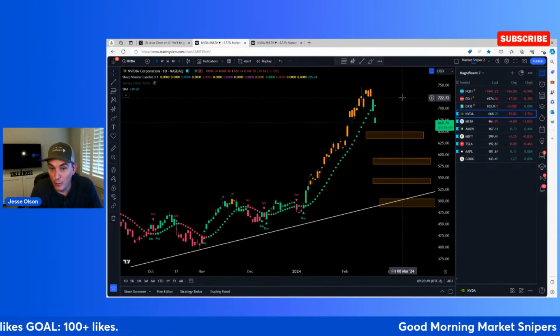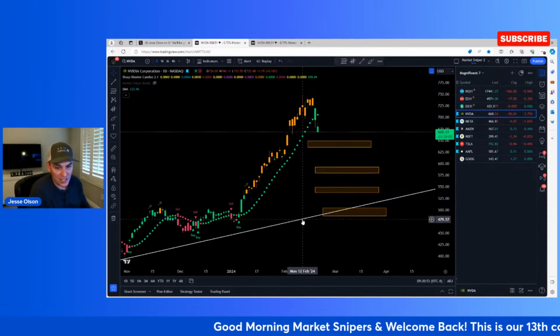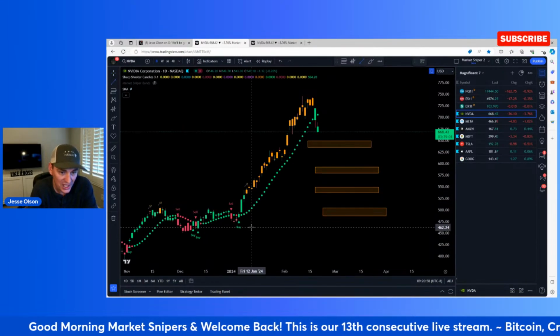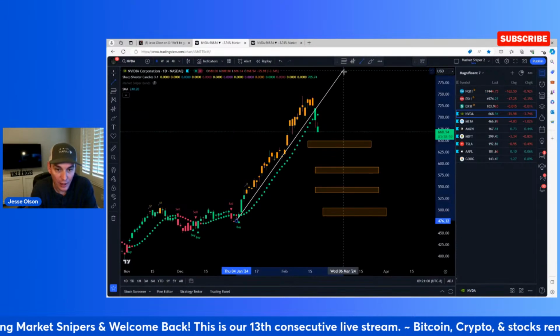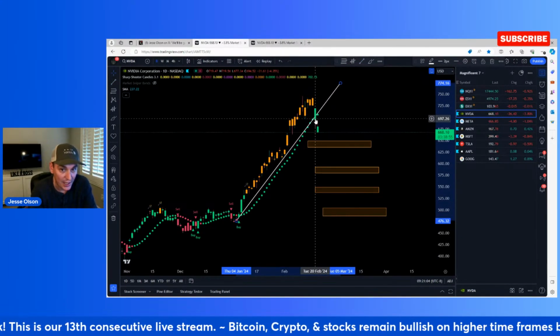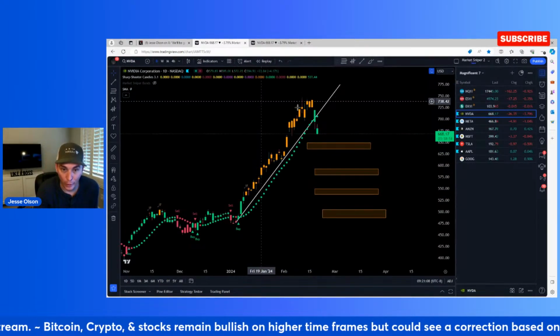NVIDIA down almost 4%, right? I put out these targets already. This upward trend line is based off the weekly chart. You can see that even from here, you've got a breakdown, candle close below the trending dots, below the upward trend line. It went very vertical.